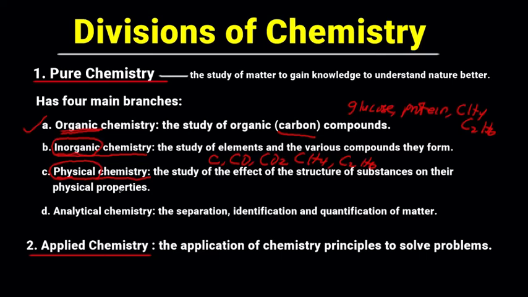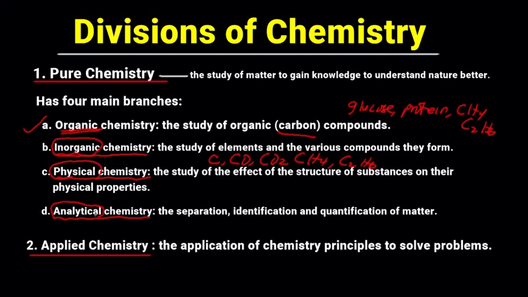Now, the last branch of pure chemistry is what we call analytical chemistry. So the word analytical here comes from the word analysis. So for analytical chemistry, we are talking about chemistry that is full of analysis. Chemistry that aims at performing analysis. All right, so analytical chemistry is a branch of pure chemistry which is into separation, identification, and quantification of matter.